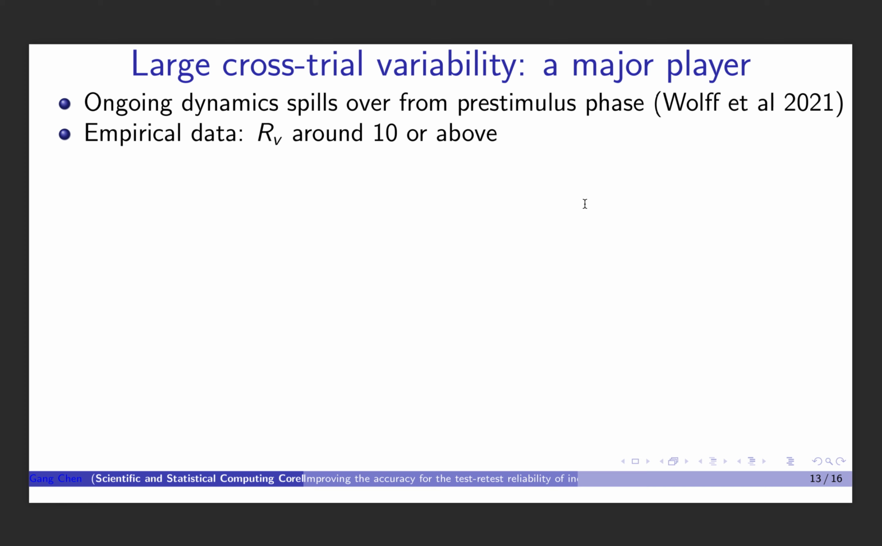In other words, the baseline is not just horizontal. The brain is not static. There is always something ongoing in the brain, so the individual trials basically ride on those waves. That's the current understanding of why we have such a huge amount of cross-trial variability versus cross-subject variability. Based on the data sets we have investigated, the ratio of the cross-trial variability relative to cross-subject variability is about 10 or even above.